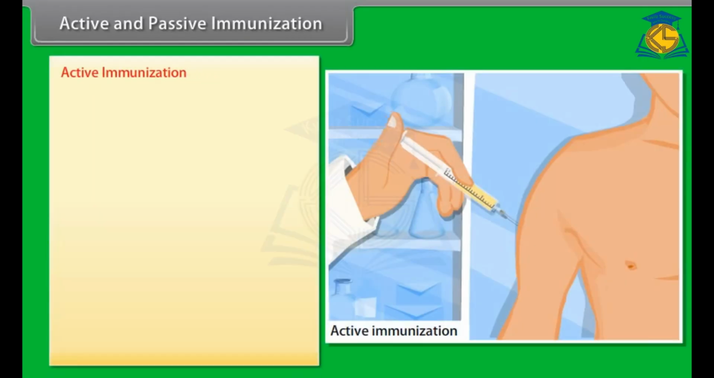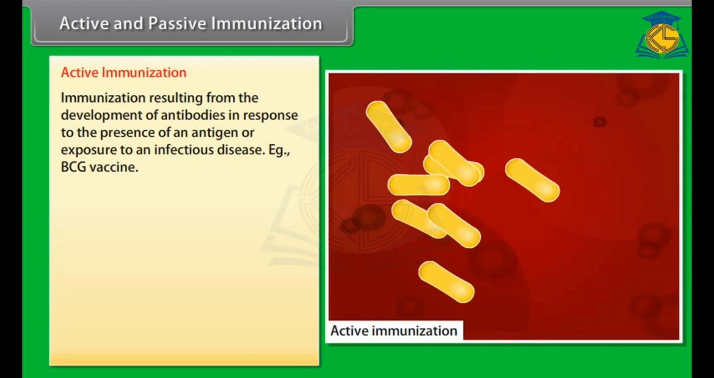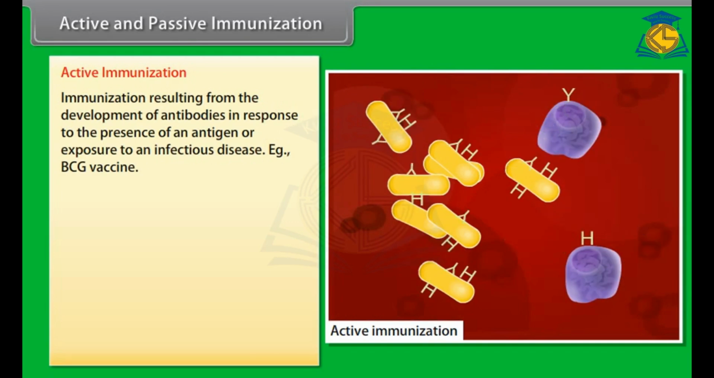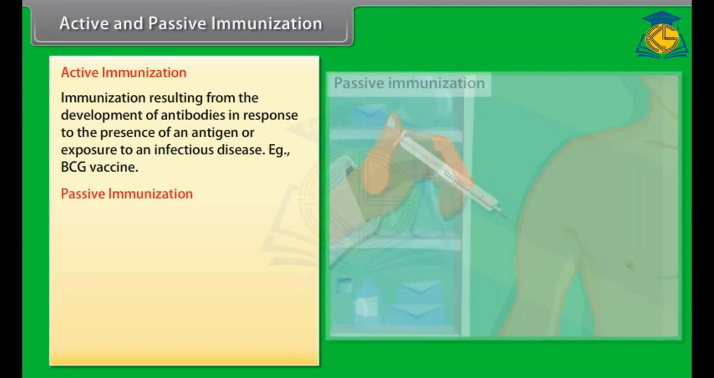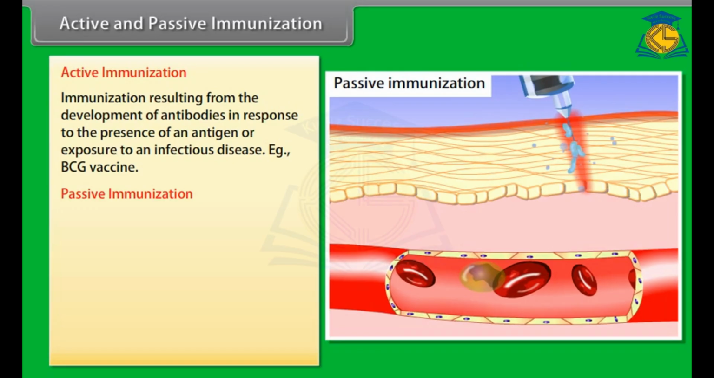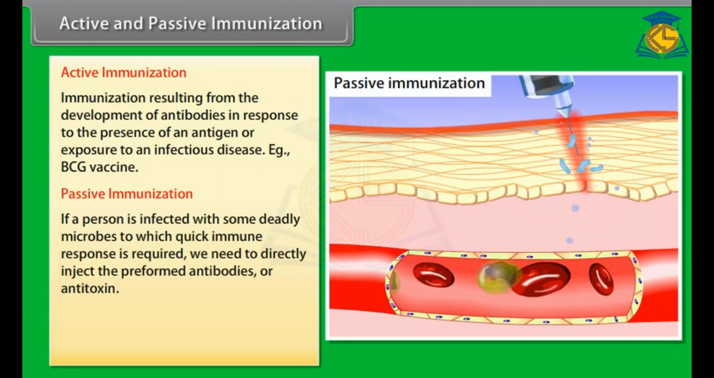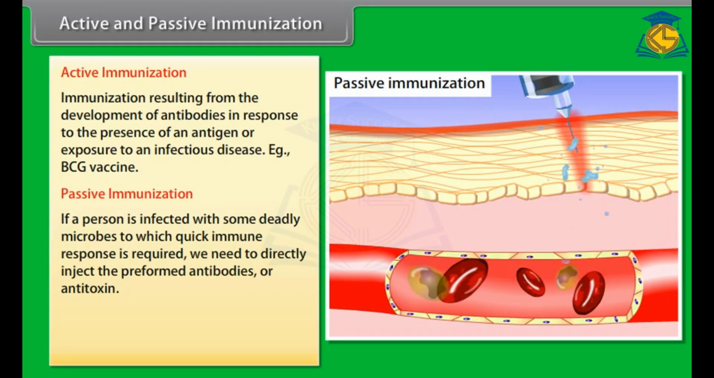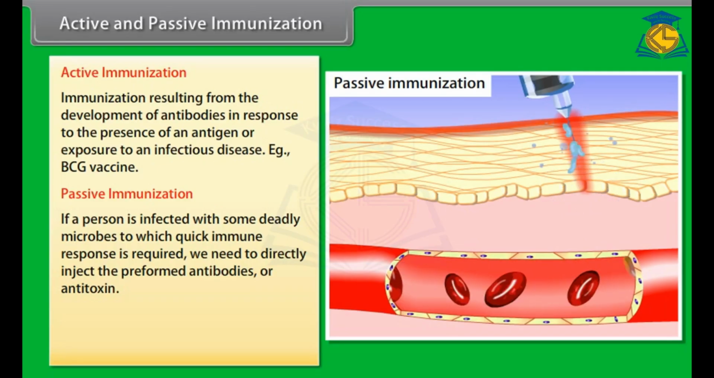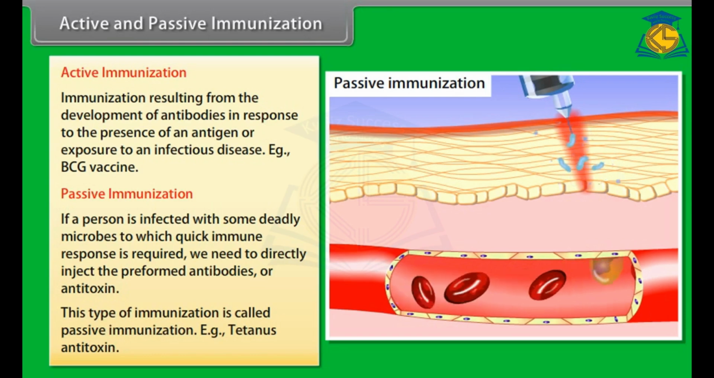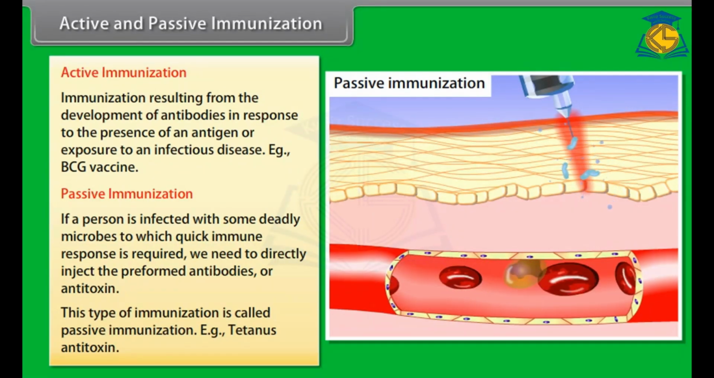Active and passive immunization. Active immunization. Immunization resulting from the development of antibodies in response to the presence of an antigen or exposure to an infectious disease. Example, BCG vaccine. Passive immunization. If a person is infected with some deadly microbes to which quick immune response is required, we need to directly inject the preformed antibodies or antitoxin. This type of immunization is called passive immunization. Example, tetanus antitoxin.